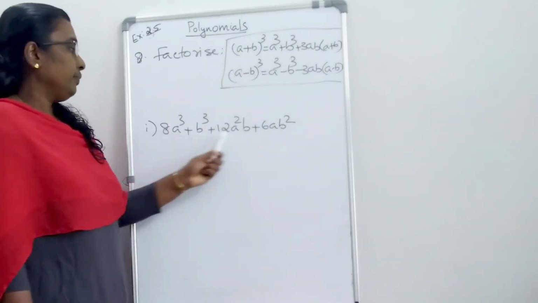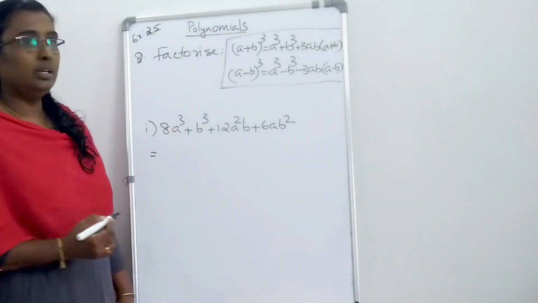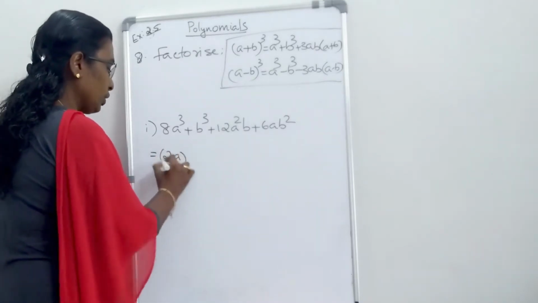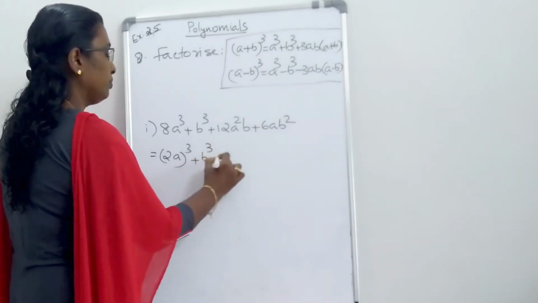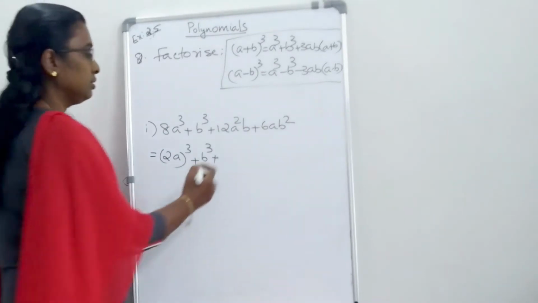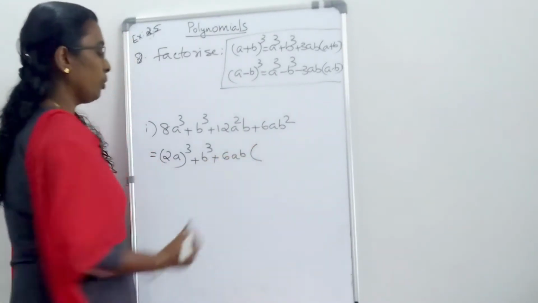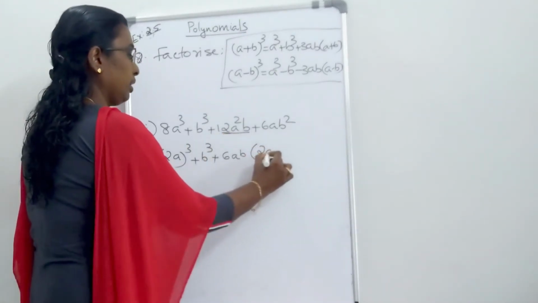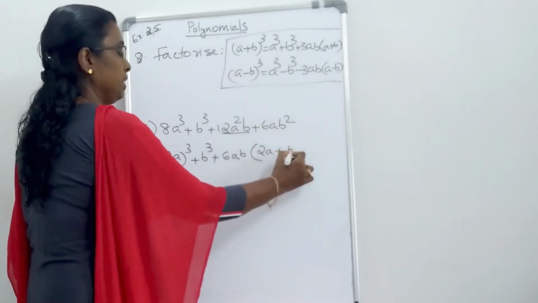Here, this expression can be written as 8a cube. 8a cube is the cube of 2a. 2a the whole cube is 8a cube, plus b cube, plus these two terms have a common factor. What is the common factor here? 6ab is the common factor. If we take 6ab from here, the remaining factor is 2a, plus if we take 6ab from here, the remaining factor is b.